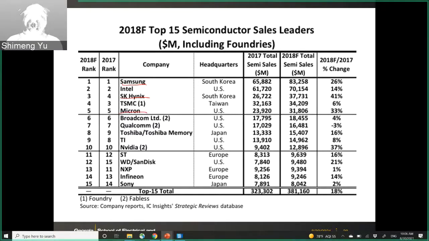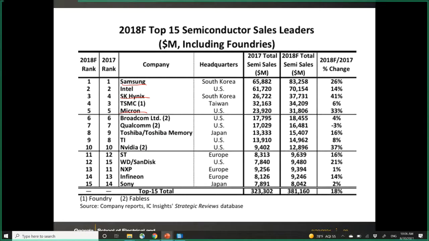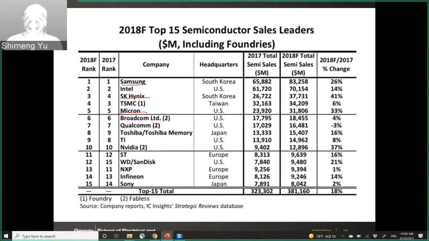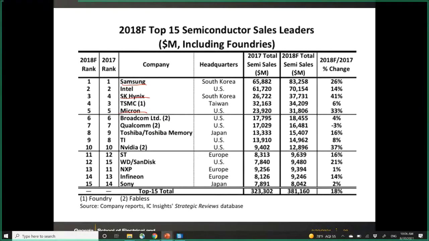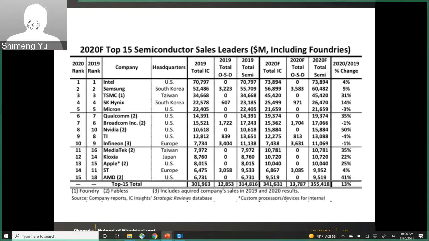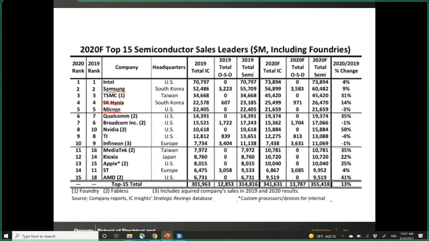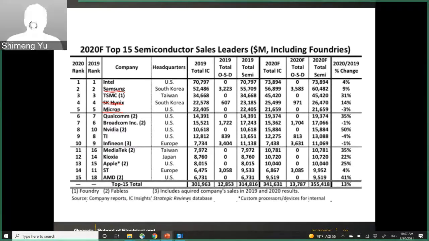So this is the era of memory. Nowadays, the most important part of the computer system is memory. Of course, computing is important, but nowadays memory dominates the market. And then this is just last year. Again, those 3 memory companies are in the top 5. So any questions?